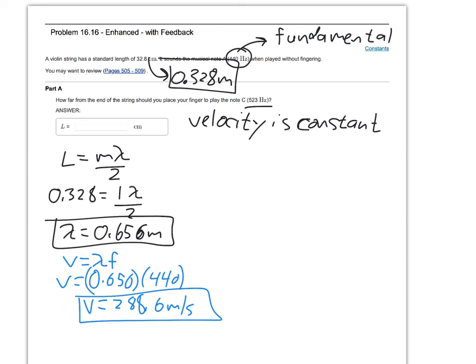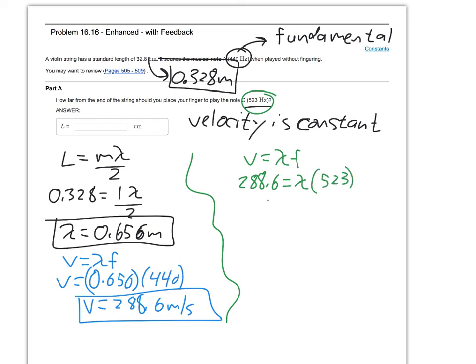Okay. I now can think about this new note that I want to play, the 523 hertz, and so I can take that velocity and use that exact same equation, but just change around the frequency. So 288.6 equals my new wavelength times my new frequency, 523. And so I get that my wavelength for this new note is going to be 0.552 meters.